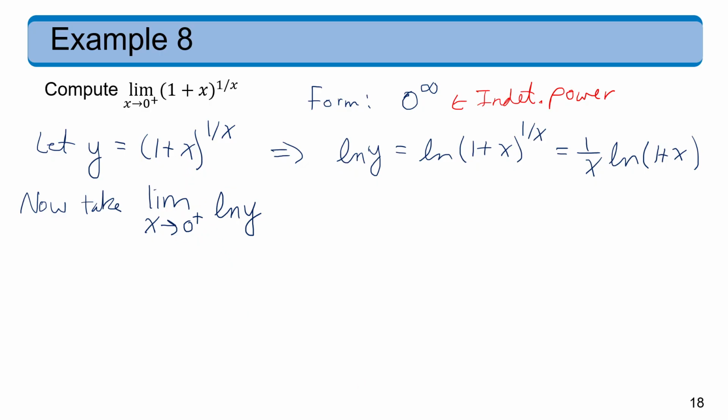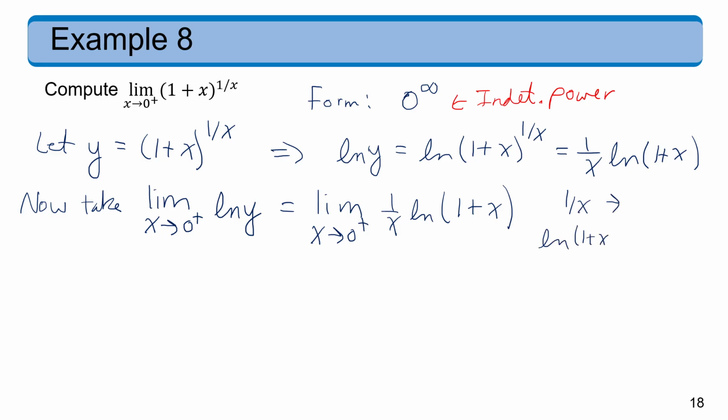Okay, so the next step is we're going to replace, in our limit here, ln y with the expression we found for ln y, which is over here. So 1/x times ln(1 + x). So this is a product of two functions of x. Let's look at each factor. One of the factors is 1/x. The other is ln(1 + x).